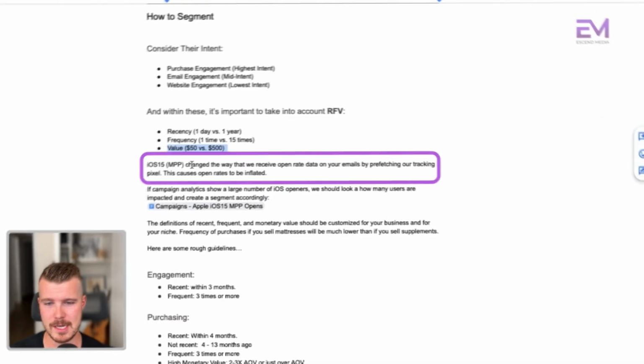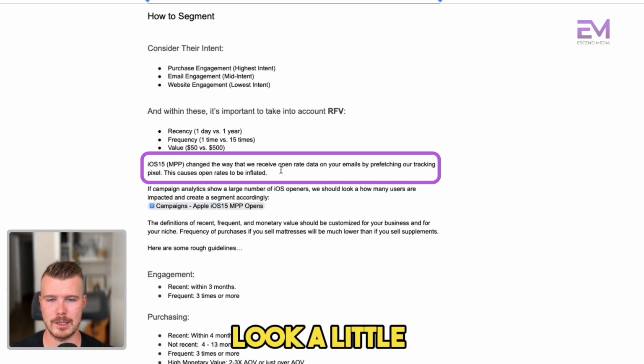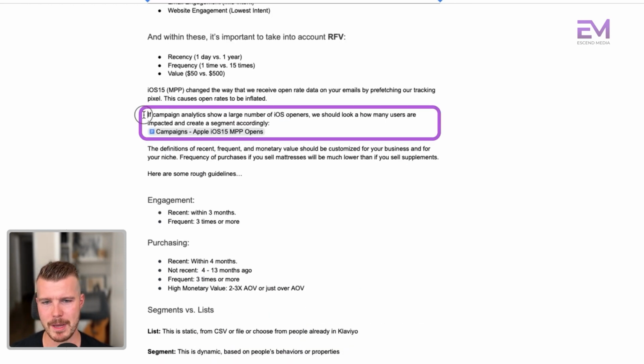Now, iOS 15 changed the way that we receive data. So some of the open rate data may be a little bit funky. Open rates will look a little bit inflated here. If campaign analytics show a large number of iOS openers, we should look at how many users are impacted and then create a segment accordingly. There's another section and another video on the Apple iOS 15 MPP opens. Check that out if you haven't already.